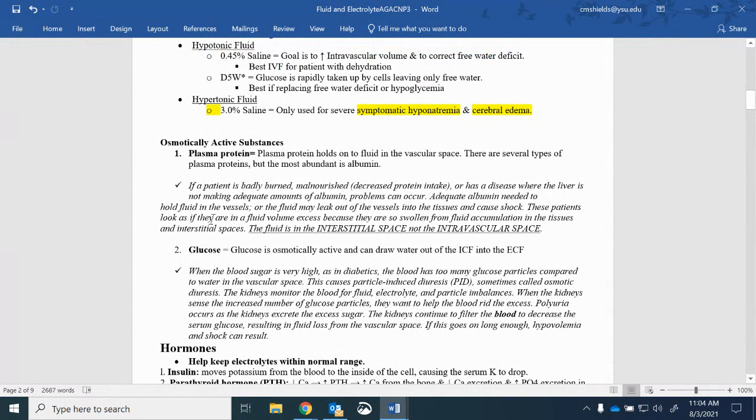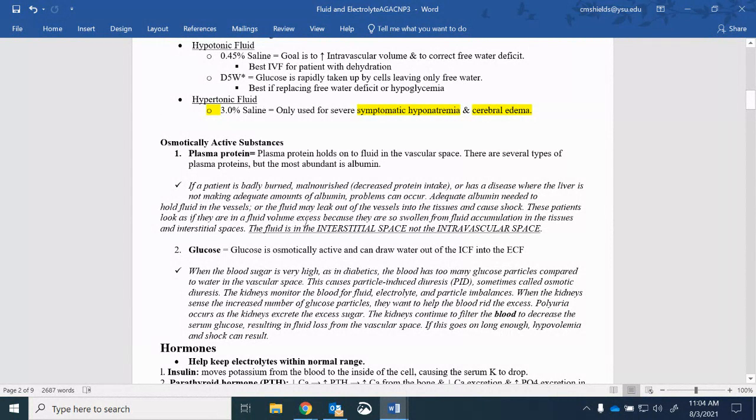Adequate albumin is needed to hold on to the fluids in the vessels. If they don't have this protein in their vessels, water just leaks out through the capillaries. It doesn't stay in the vessels. Fluid may leak out of the vessels into the tissues and can cause shock. So sometimes you see people with a huge fluid volume overload. We give them a ton of fluid, but it's just seeping out of the veins. It's not even staying in the vessels.